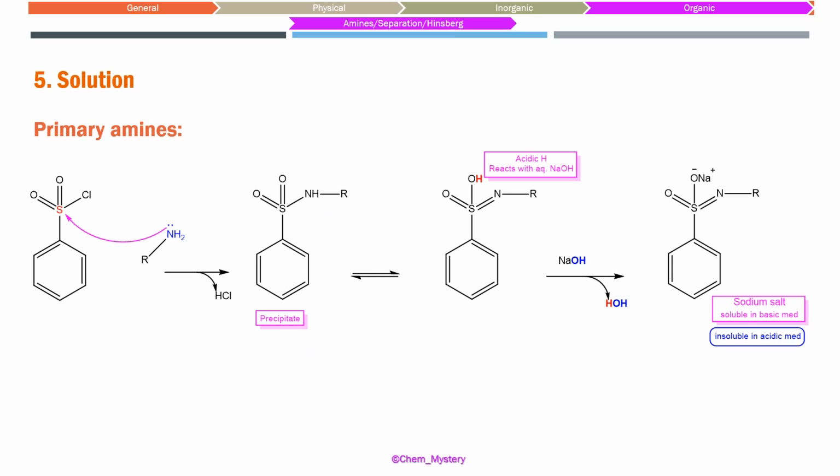So nitrogen is attacking the sulfonyl chloride and we are getting the sulfonamide. The sulfonamides form a precipitate. They usually are insoluble in the given medium where this reaction is taking place, but they can be made soluble if we have excess sodium hydroxide, because that hydrogen is basically acidic in nature. This acidic hydrogen can undergo tautomerization and can be reaching over there.